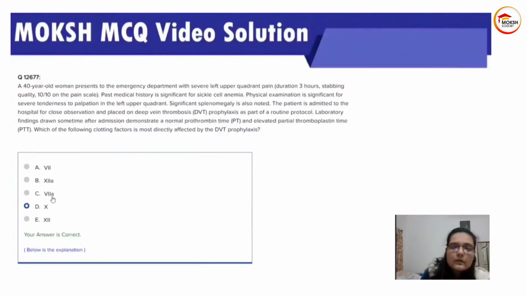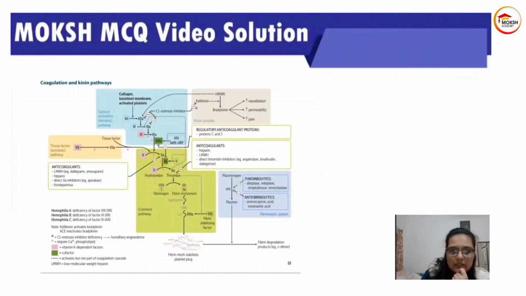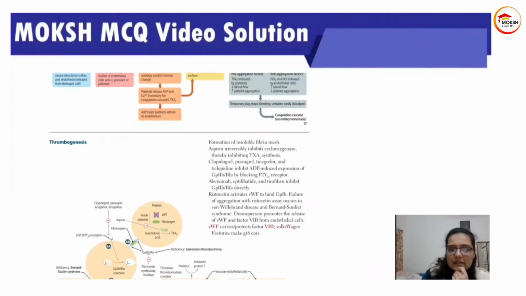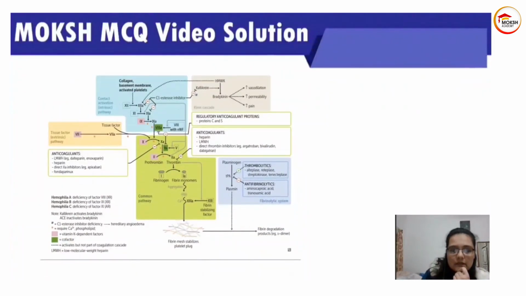We know what antithrombin basically does. It stops the prophylaxis, right? So none of the activated factors would be the answer. So we are left with 10 and 2, and hence since 2 is not given in the options, it is 10. 7A is given, right? That is how it affects the extrinsic pathway to some extent. But the thing is that it has a greater activity on factor 10.